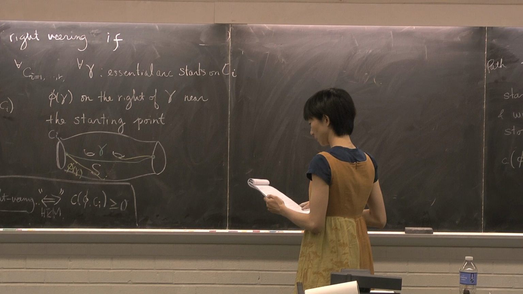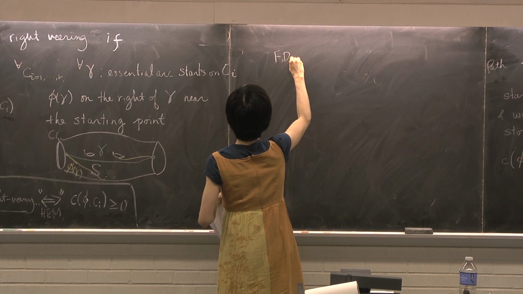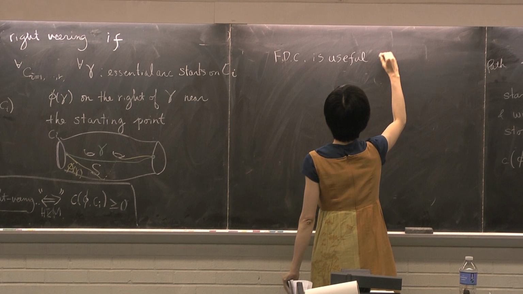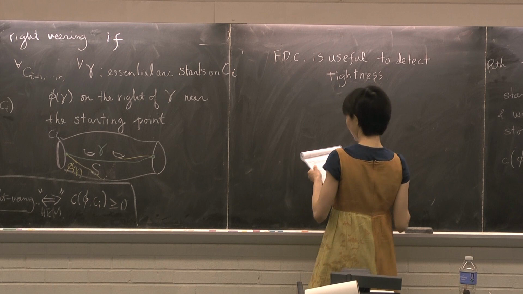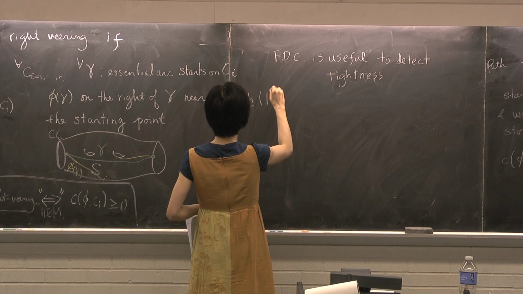So the fractional Dehn twist coefficient is useful to detect tightness or over-twistedness. And also, Honda, Kazez and Matić have more theorems. Here is another one, by Honda, Kazez and Matić.